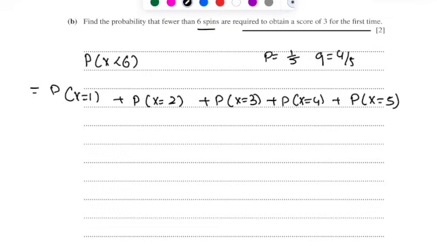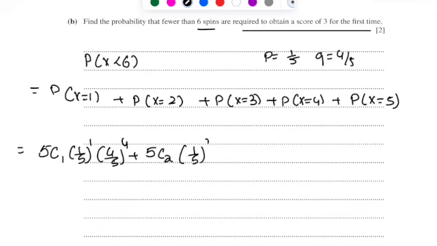Now one spin. Success is required in only one spin. So it's going to be 5C1, 1 upon 5 whole to the power of 1. So first spin I got it, and remaining spins I did not get it. Then 5C2, 2 spins and 4 upon 5 to the power of 3. Then it's going to be 5C3, 1 upon 5 whole to the power of 3.